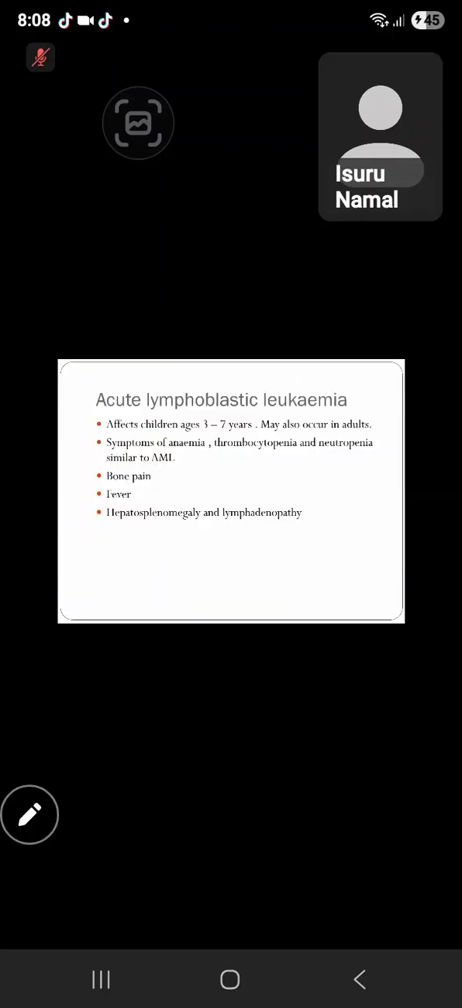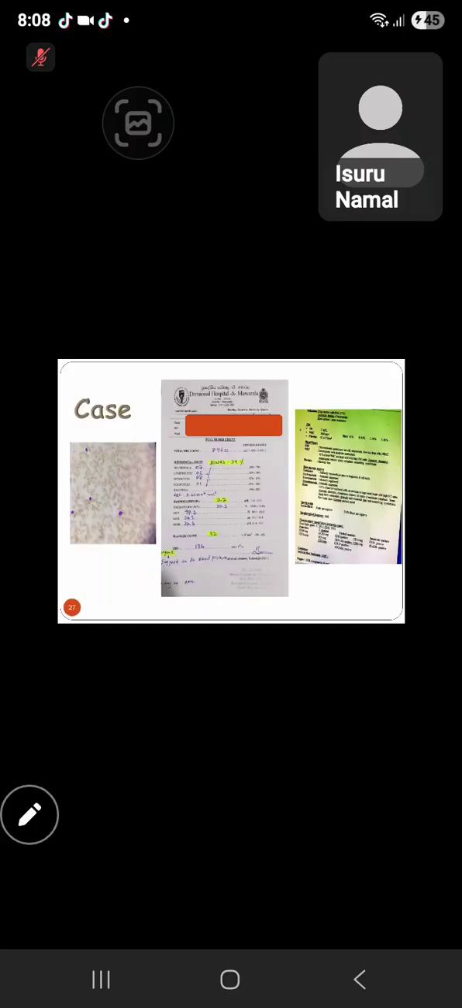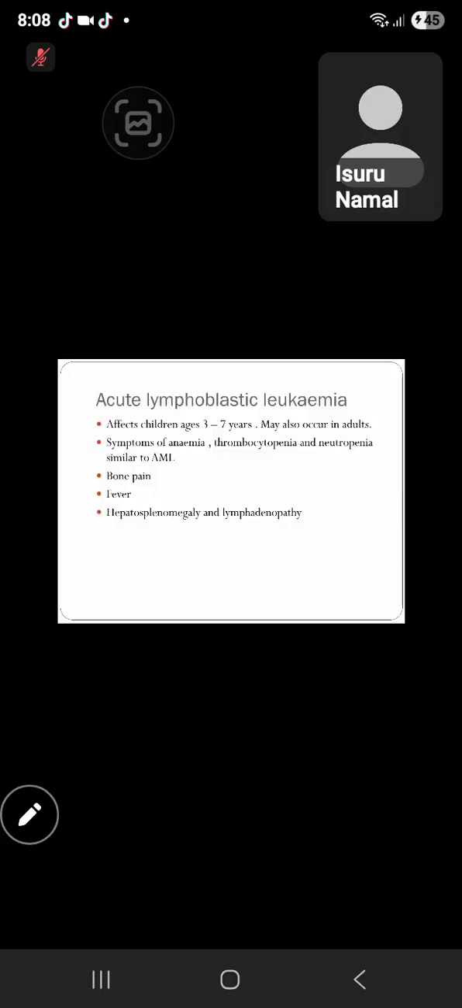Right. Then acute lymphoblastic leukemia. We already learned about acute myeloblastic leukemia, AML. Then I will discuss acute lymphoblastic leukemia. Mainly acute lymphoblastic leukemia affects children between 3 and 7 years of age and may also occur in adults. Symptoms: anemia, thrombocytopenia, neutropenia, which is similar to AML, right?